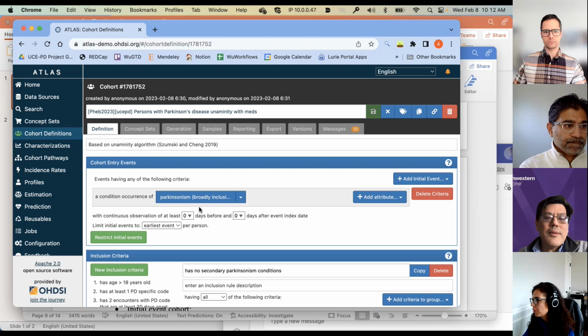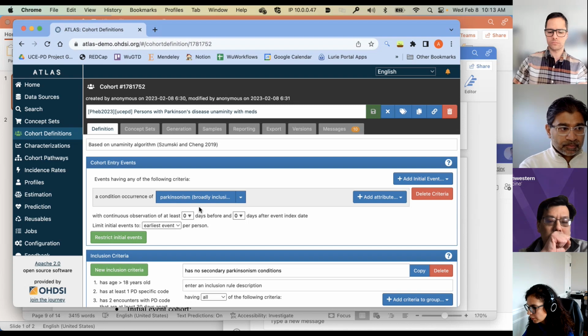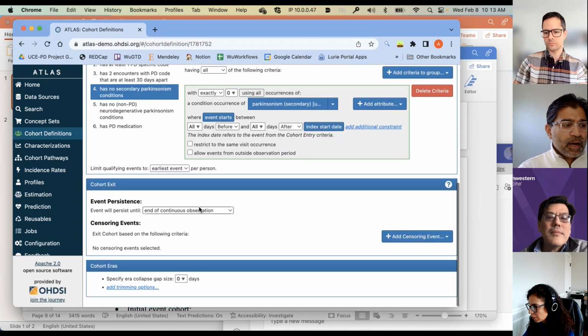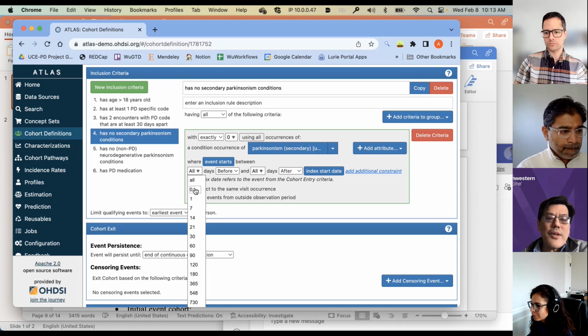Unless you have different observation periods in the data. So you can do all, and then check that box of use all observation period if you go down. I suggest that we walk through it first and then do fine tuning later. Okay, fine. I'm okay with all as well.